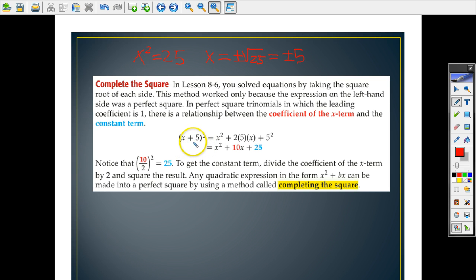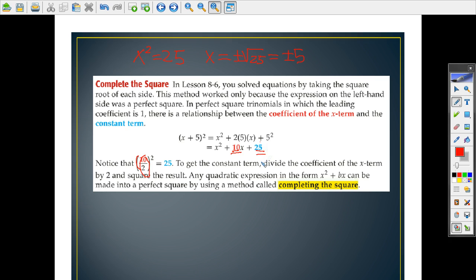Okay, so if you have x plus 5 in parentheses squared, if you remember, this is x squared plus 2 times 1 times 5x plus 5 squared. You used to have a plus b squared is a squared plus 2ab plus b squared. Okay, and this is what you got. Notice that 10 over 2 squared is 25. To get the constant term, divide the coefficient of the x term, the 10, by 2. So 10 divided by 2, which is 5, squared is 25.